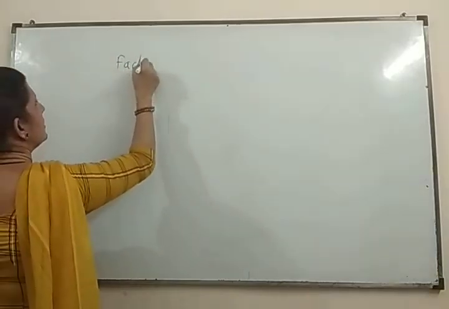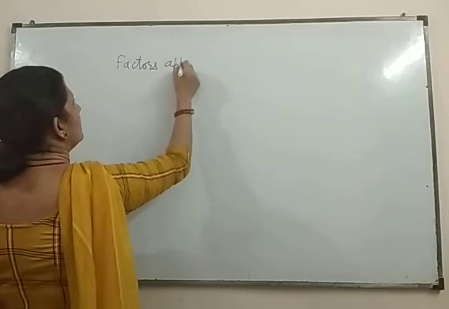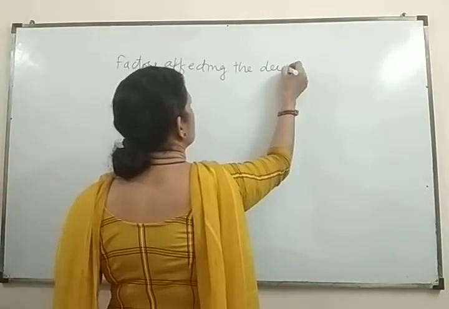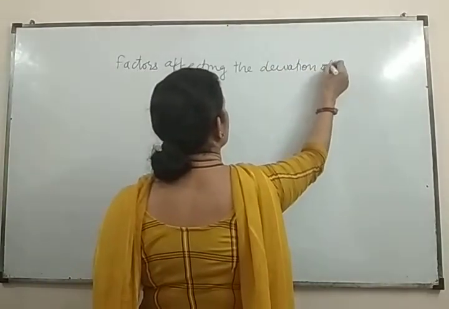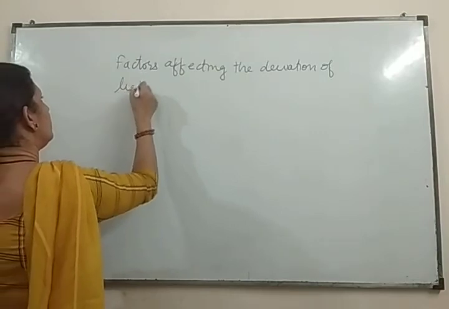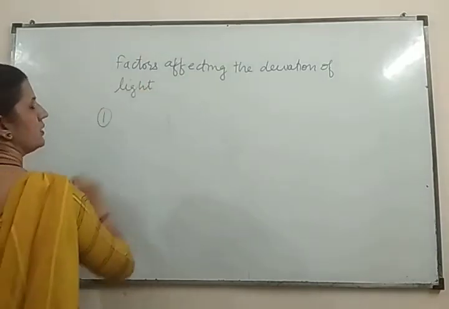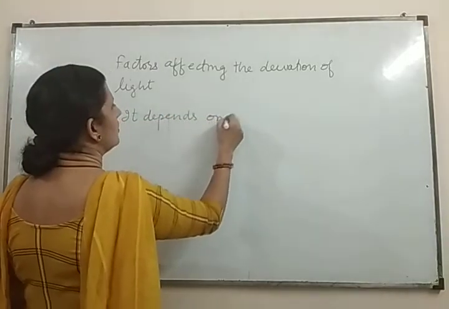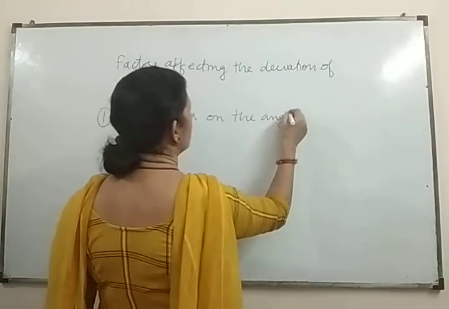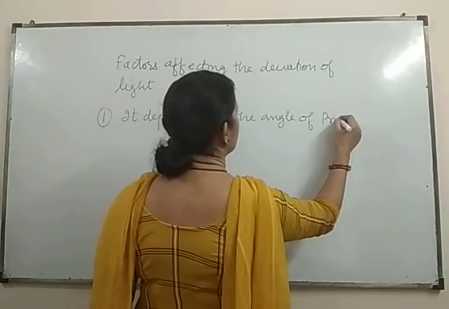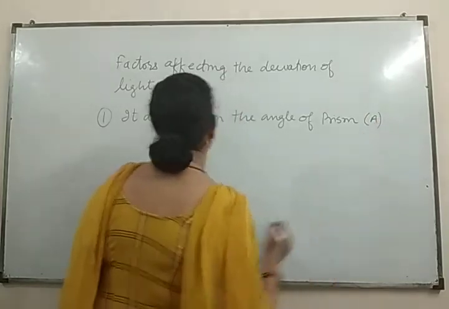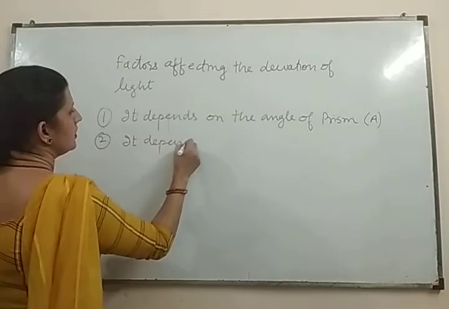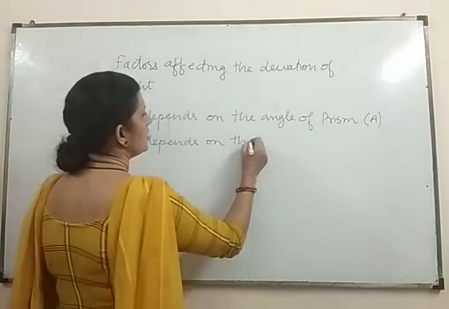Factors affecting the deviation of light. On what factors does it depend? Number one, it depends on the angle of prism, that is angle A. Secondly, it depends on the nature of material.